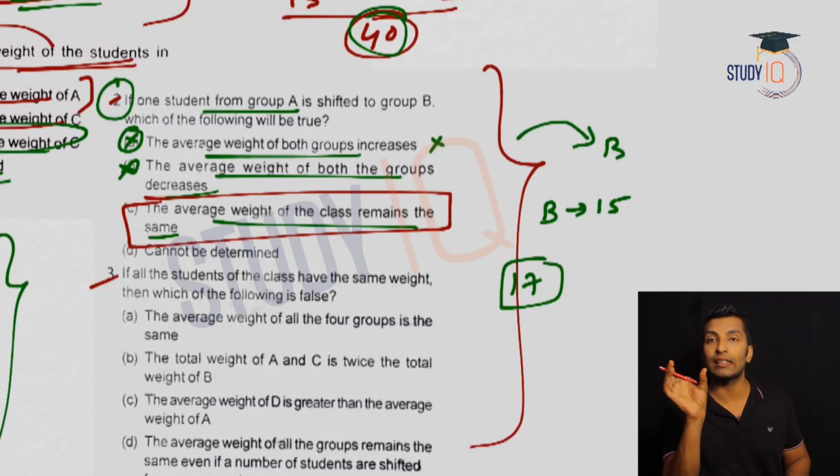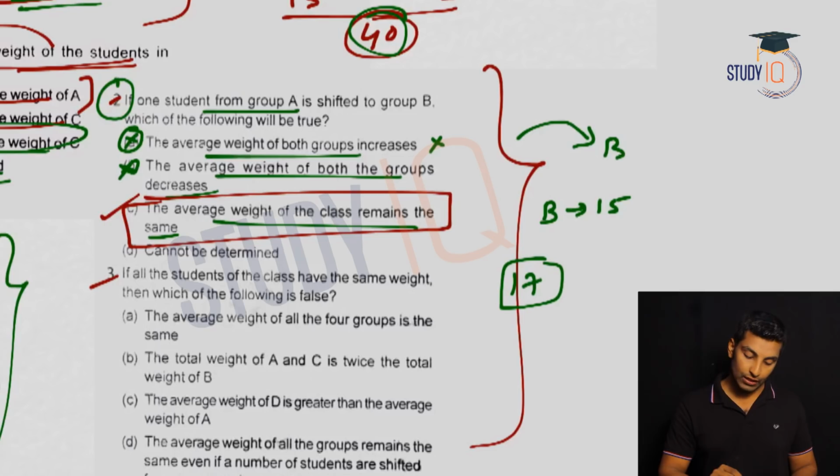The number of students in the class remains the same. The total weight of the students in the class also remains the same. So the average of the class remains the same. So the answer for this question is C. The average weight of the class remains the same.